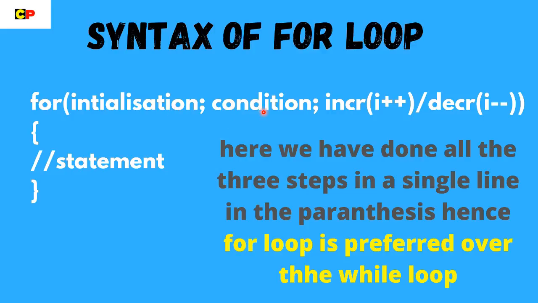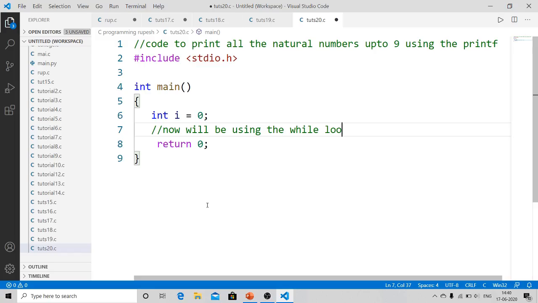And you can write the condition here, which we have written as I less than 10. You can do the increment or decrement as we have written in the previous while loop code, I++. You can write it in the same parentheses and on the same line, and finally you write the statements that you need to execute in the curly braces. So this is the simple syntax for the for loop. Now we'll be using the for loop for this purpose.